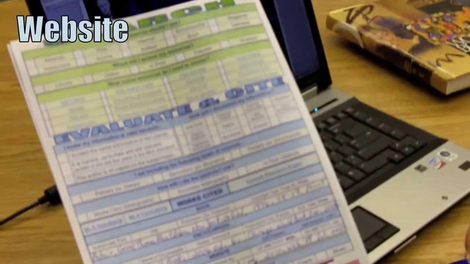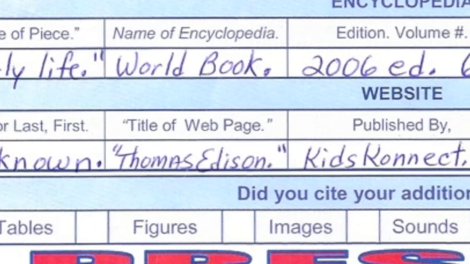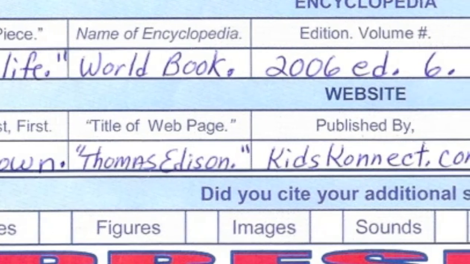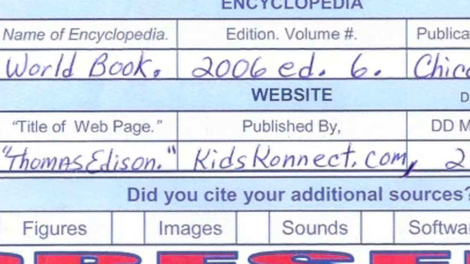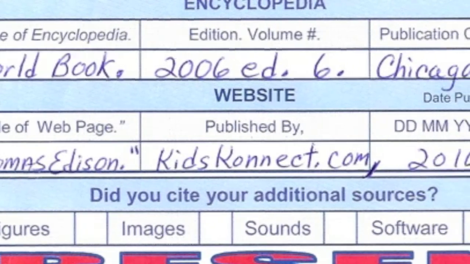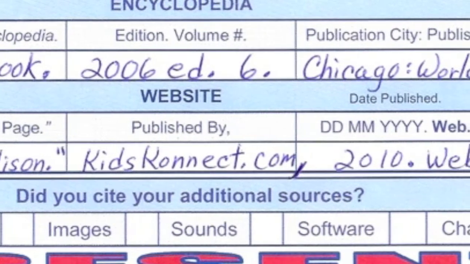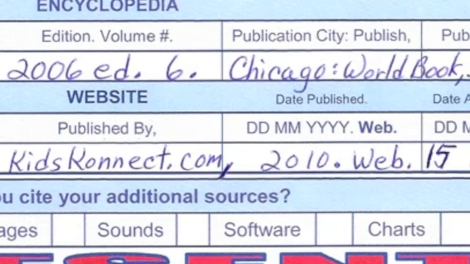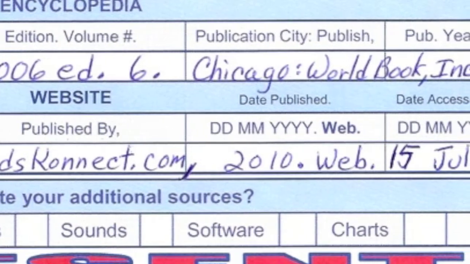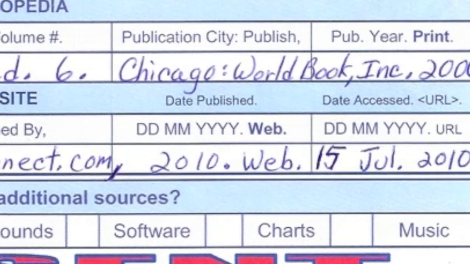All right, and finally we have a website. And in this case, the author was unknown because when I looked all over the website, I could not find the person who wrote the information, and the reason for that is that this website, kidsconnect.com, actually used a whole lot of resources to make this page about Thomas Edison. Please also note that not only do we need the date that the website was published, but we need the date that we accessed it. That's when we looked at the information. And that's important because sometimes websites change, so we want people to be able to know that information.